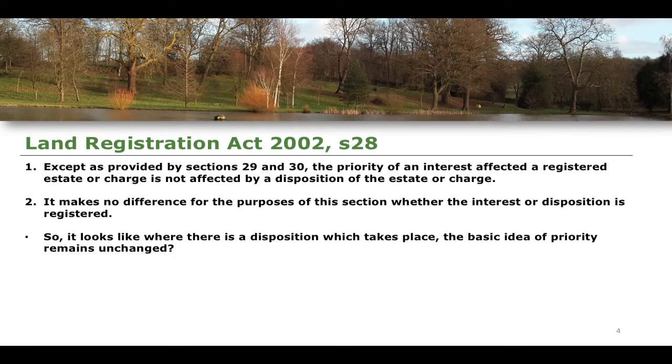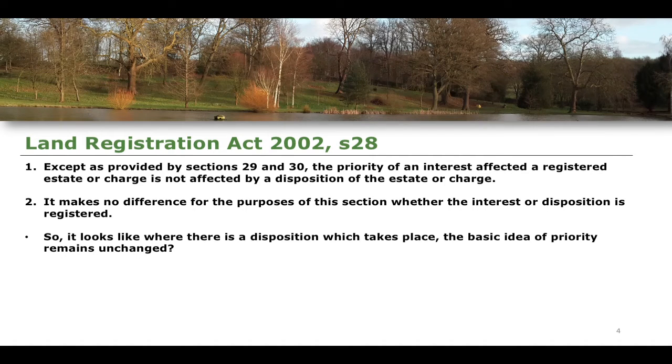So it looks here like where there is a disposition which takes place, the basic idea of priority is unchanged. So where a disposition takes place, where a conveyancing takes place, the interest affecting a registered estate or charge is not affected by the disposition on that estate or charge, and it makes no difference whether or not this is registered or not. So it seems like priority is pretty straightforward in this regard.